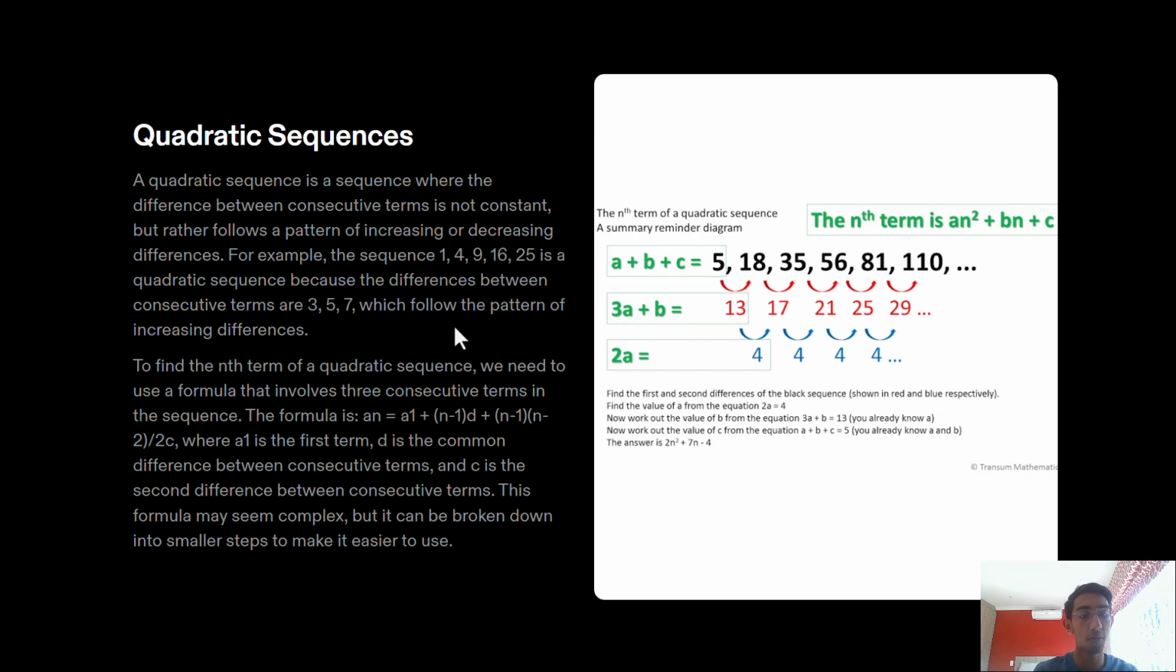To find the nth term of a quadratic sequence, we need to use a formula that involves 3 consecutive terms in the sequence. The formula is that Tn, or the value at n, is equal to a plus (n minus 1)d plus (n minus 1)(n minus 2)/2 times c, where a is the first term, d is the common difference between consecutive terms, and c is the second difference between consecutive terms. This formula may seem complex, but it can be broken down into smaller parts to make it easier to use.